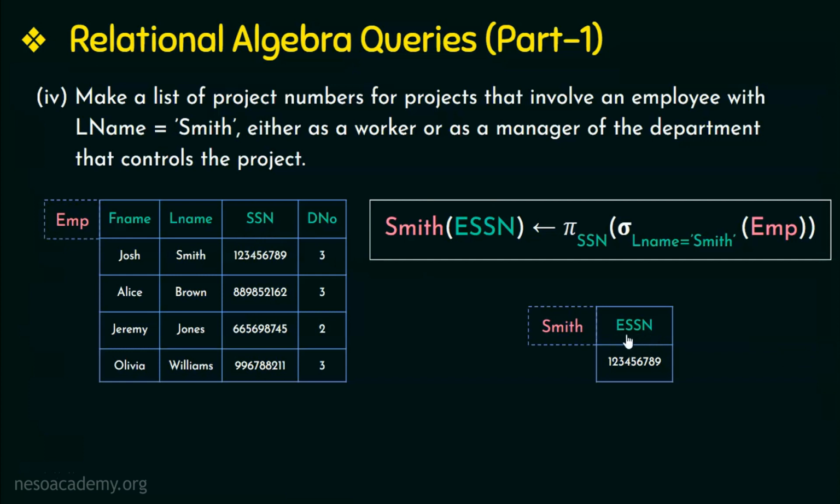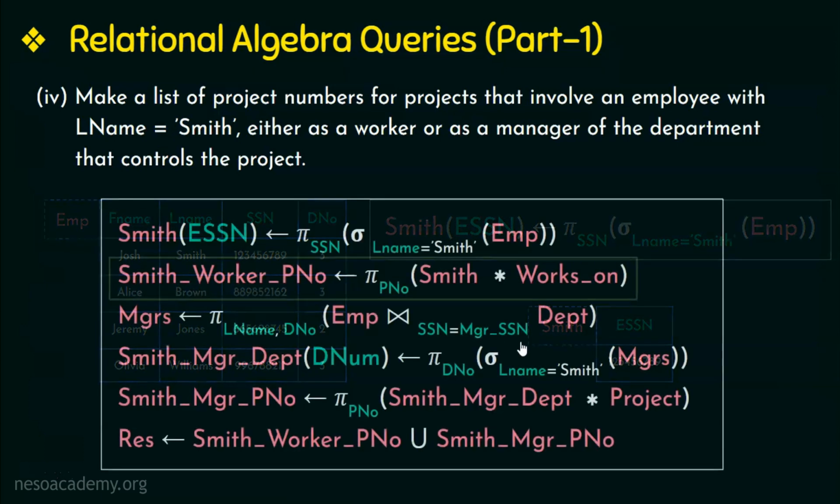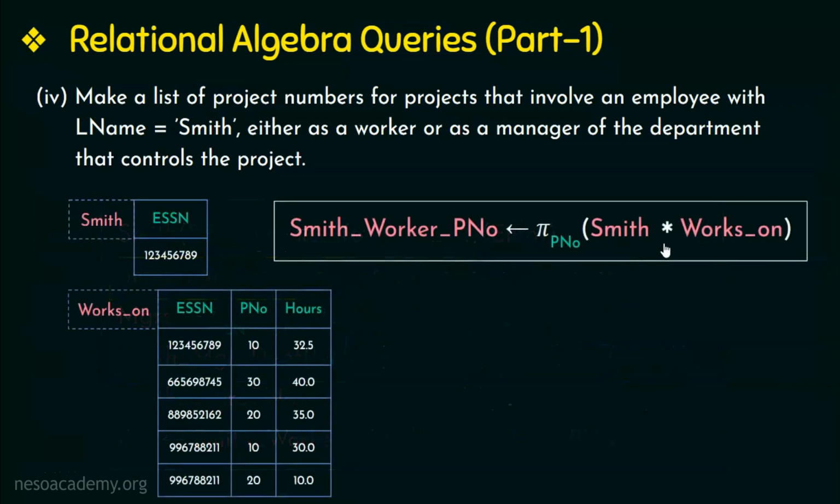Now that we have got the SSN of the employee with last name as Smith, let us now retrieve the project numbers of the projects on which this employee works on. We know that the works on relation has the list of employees working on different projects. Therefore, we need to join this relation and the works on relation, which makes up the second step. Here we are doing a natural join and the join attribute is ESSN. Please do keep in mind that the join attribute should have the same name while performing natural join. Since over here the name of the join attribute is the same, we do not need to rename it.